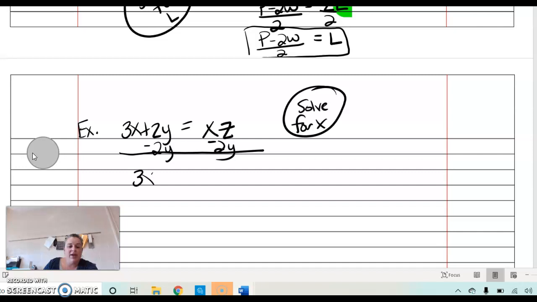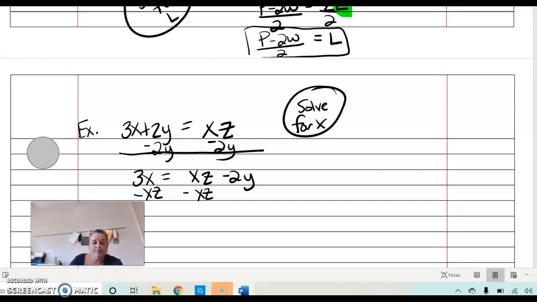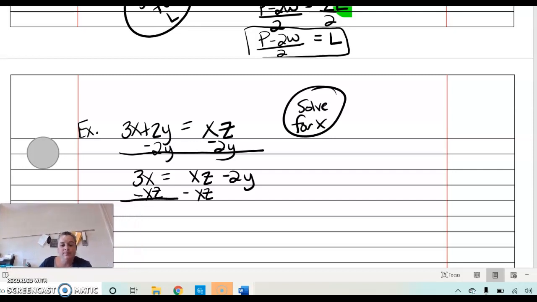So that leaves us with 3x equals x times z minus 2y. Can't combine like terms, okay? But I've got some x's here and x's here. And I can't remove these two from each other. So what we're going to do is subtract the xz from both sides. And then that leaves us with 3x minus xz equals negative 2y.